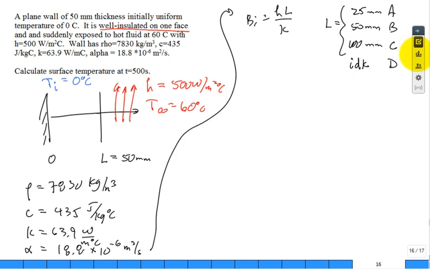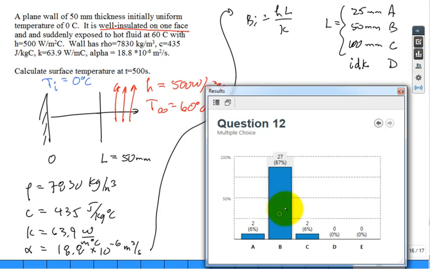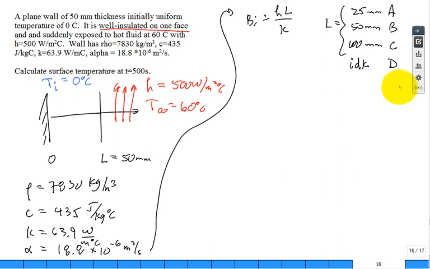And we'll show the results. It is just simply 50 millimeter. The insulated side is just like having the other side going from negative L to 0, and then it also has the same convection on that side. The insulated is just like the other previous cases we've studied.